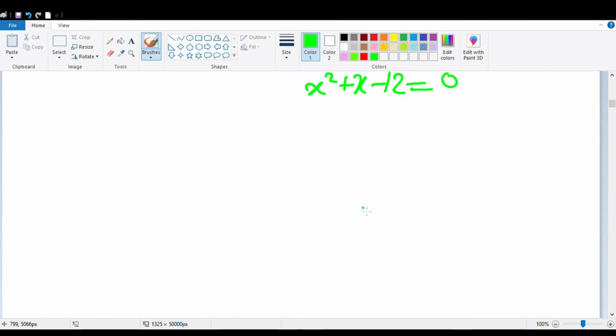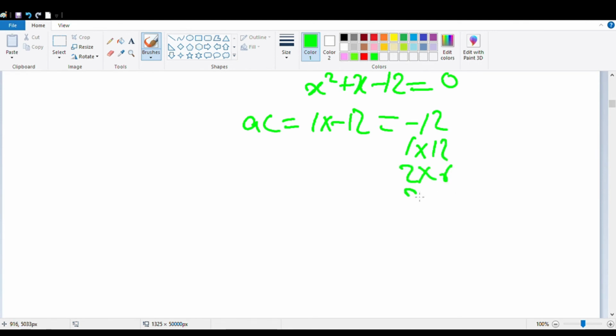Now we can find AC. AC is 1 into negative 12. And the factors of negative 12 are 1 into 12, 2 into 6, 3 into 4, and then they keep repeating. So, looking at this, we see that B is positive while the product is negative. This means that one of the factors must be positive and the other must be negative. So, let's write down the scenarios.